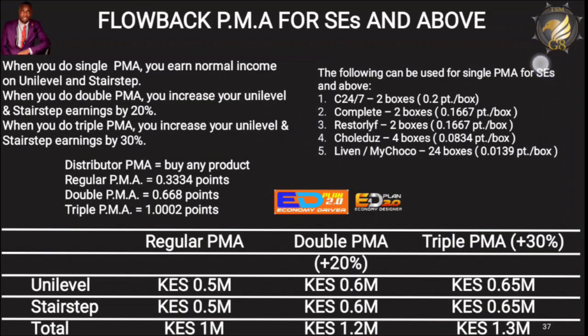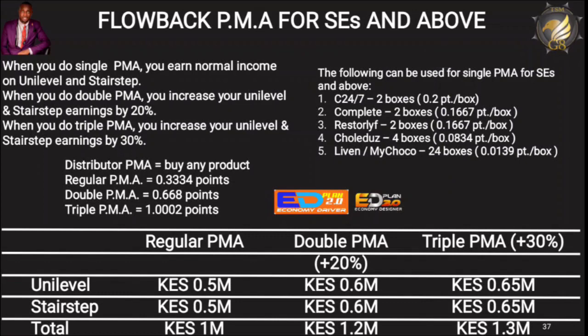If you want to do triple PMA as someone who has a silver executive rank and above, you do this 3 times. So those will be 24 boxes times 3, or those will be 4 boxes of Coledews times 3, which are 12, or those will be 2 boxes of Restolife times 3, which are 6, or 2 boxes times 3 of Complete, which are 6 boxes, or that will be a total of 6 boxes of C24/7. If you want to do single, you just do like that.